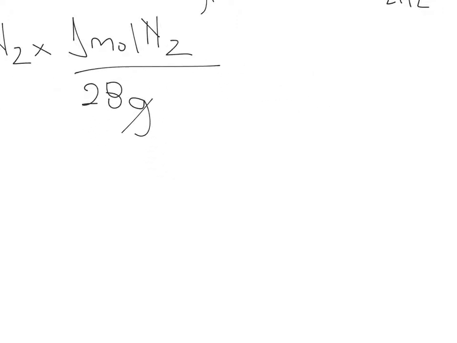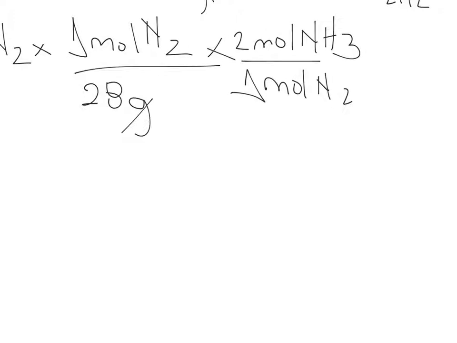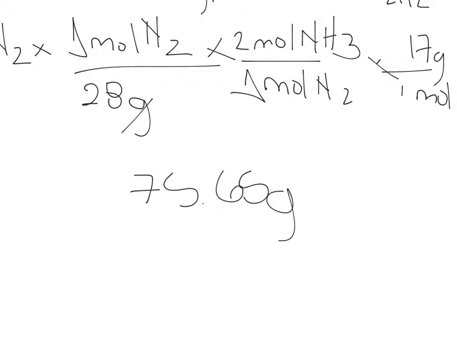Next thing we do, we are going to go from moles of nitrogen to moles of NH3. We see from the balanced equation, 1 mole of nitrogen produces 2 moles of NH3. And then the next part will be going from moles of NH3 to grams, which is 17 grams. 1 mole, 17 grams. We do the math, and we obtain 675.65 grams.